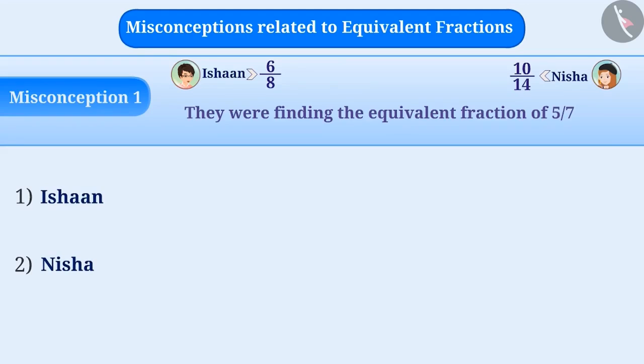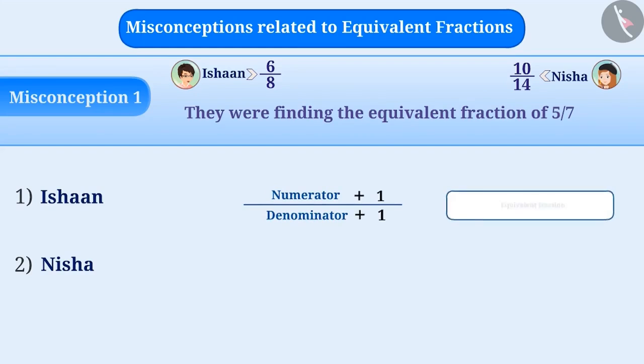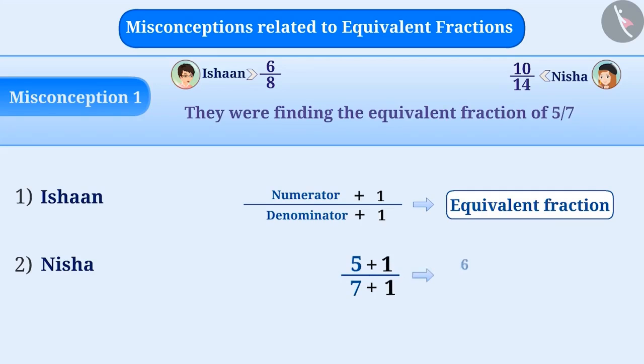Sometimes there is a misconception that adding the same number to the numerator and the denominator of a fraction gives its equivalent fraction. In this way, Ishan had added 1 to the numerator and the denominator of 5 by 7. Therefore, he got fraction 6 by 8, which is incorrect. So option 1 is the wrong answer.